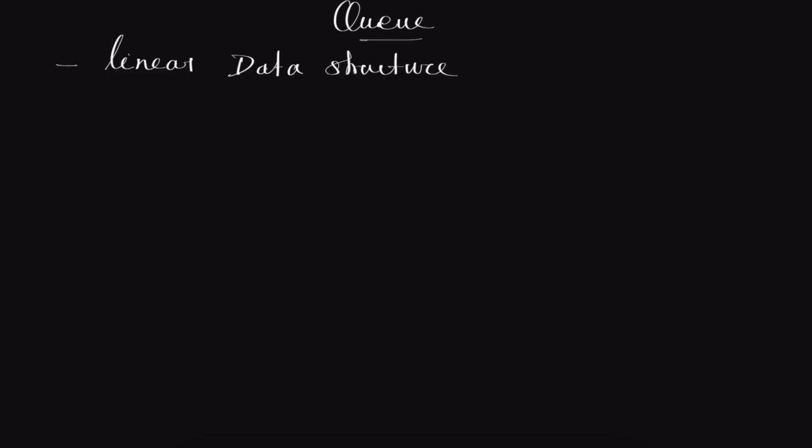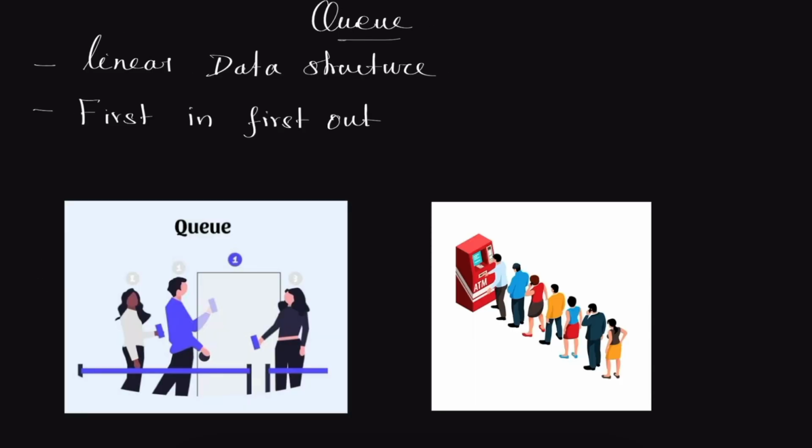Today I am going to discuss the concept of queue. So what is called a queue? Queue is a linear data structure. Queue has the principle first in first out. There are so many real-time examples, like an ATM queue as well as a verification queue. So the queue has the principle of first in first out.